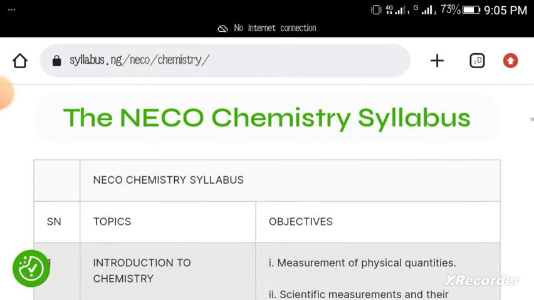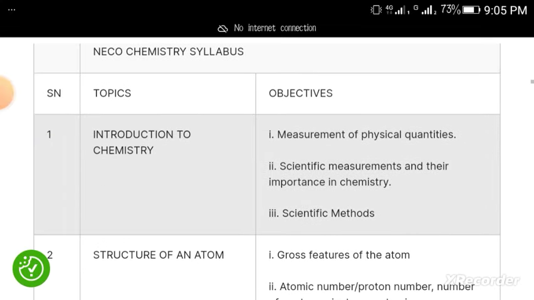The number one topic is just basically introduction to chemistry. If you go to your chemistry textbook, you will find this topic: measurement of physical quantity, scientific measurement, and the importance of chemistry, scientific method.